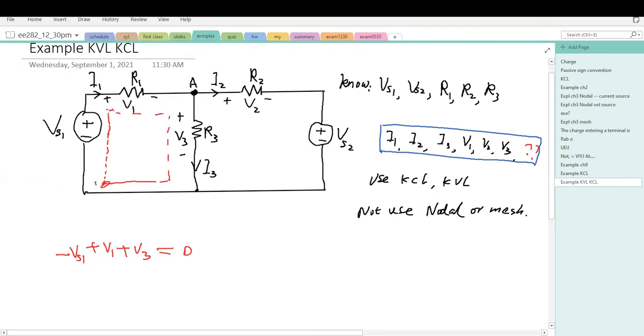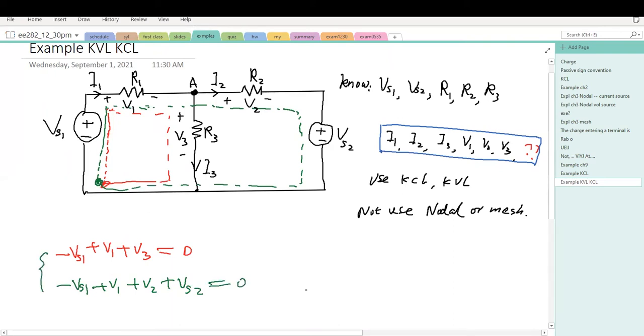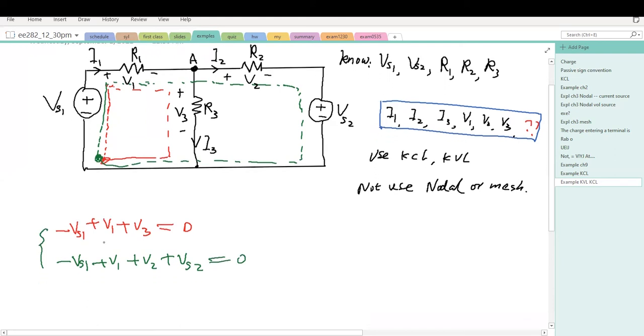Next, I'm going to apply KVL in this loop. I use a different color. Start walking here. Minus Vs1, and here plus V1, and I walk on this bigger loop, here plus V2, and then plus Vs2, and then I come back to the same point, equals 0. So now I have V1, V2, and V3. All of these are unknowns.